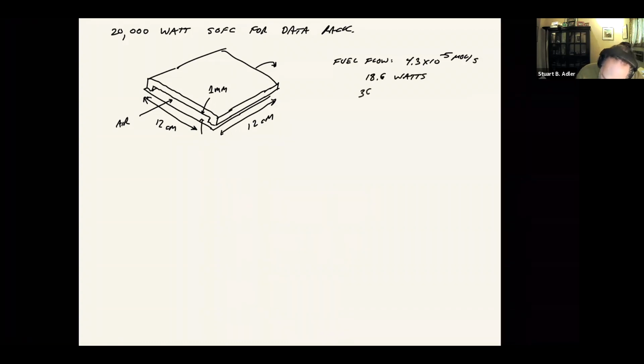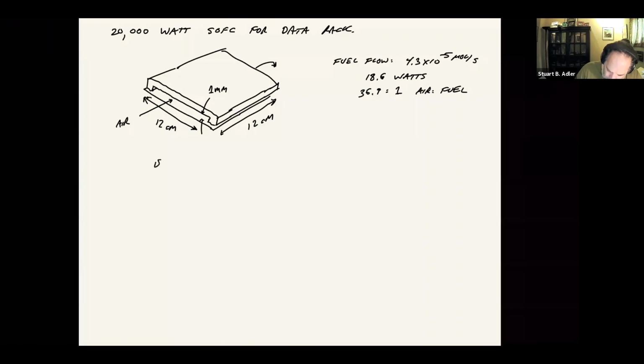And we had a 36.9 to 1 air to fuel ratio due to the cooling requirements. Let's think first about what's the volumetric flow rate. This is a fairly high temperature. At higher temperatures, the gases expand. So you might expect the volumetric flow rates and thus the velocities to be larger.